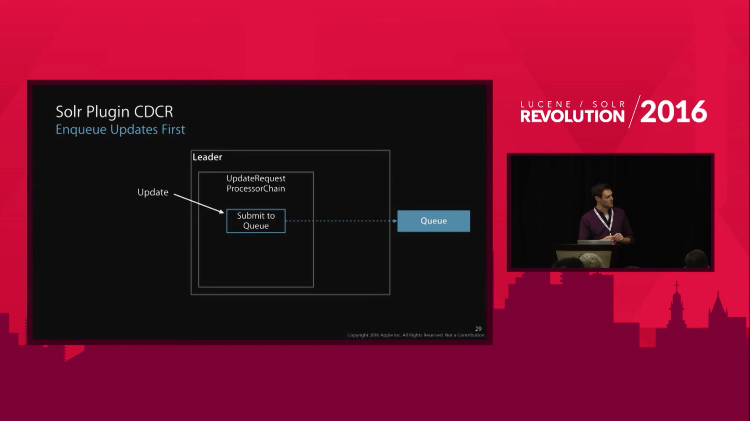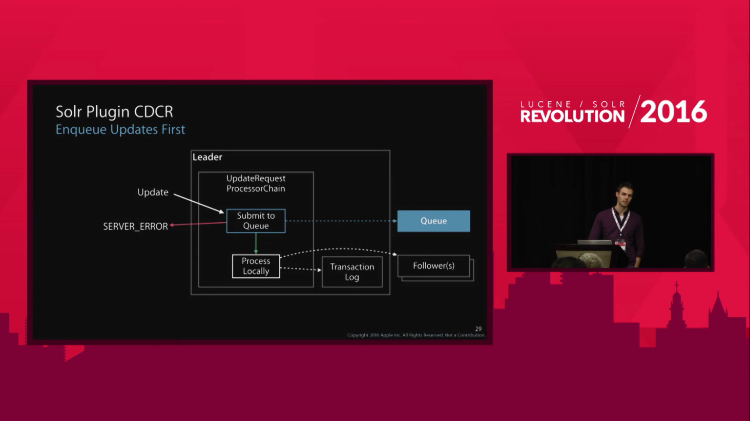So when an update comes in, you submit it to the queue. If that fails, you return error to your client, and all is well. Well, they retried, but no harm done. If that succeeds, then you process it locally, which means writing it to your transaction log, farming it out to the followers. If that succeeds, you say everything's okay and everyone's happy.